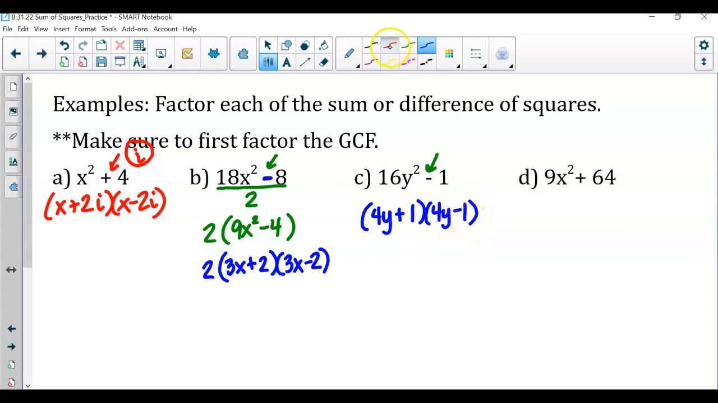Now the last one, we do have a sum of two perfect squares. So with our sum of the two terms here that we're going to end up factoring, we do need i in our factored form because now we have the sum. And again, there is no GCF, but the square root of 9 is 3. So 3x plus, well, the square root of 64 is 8. But don't forget now we need 8i because this is the sum of two perfect squares. And then 3x minus 8i.